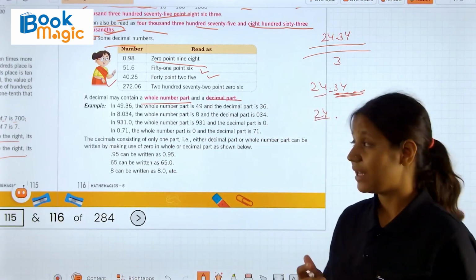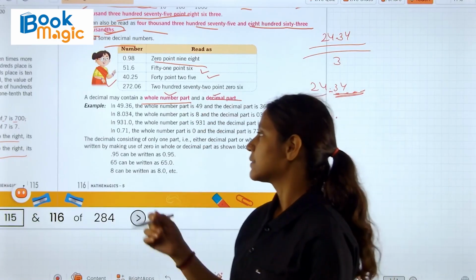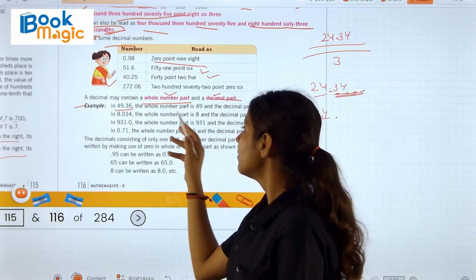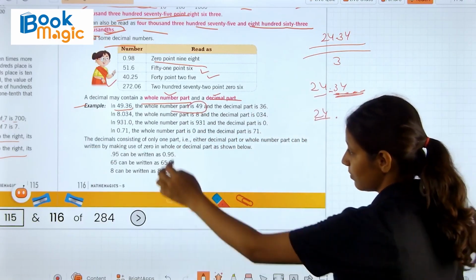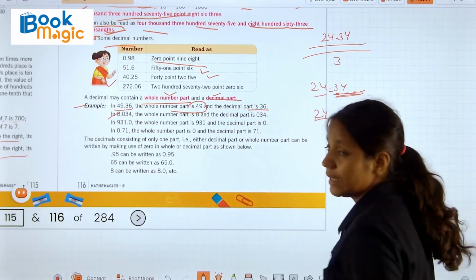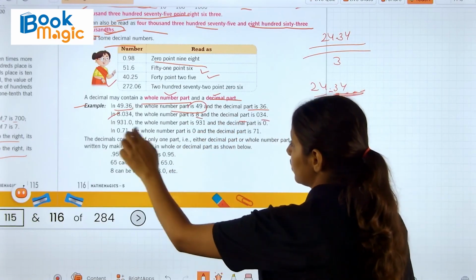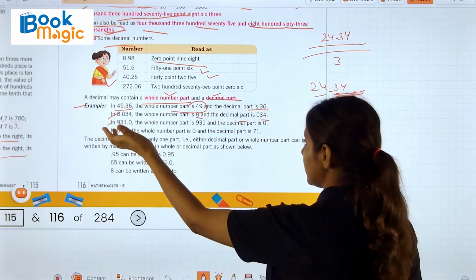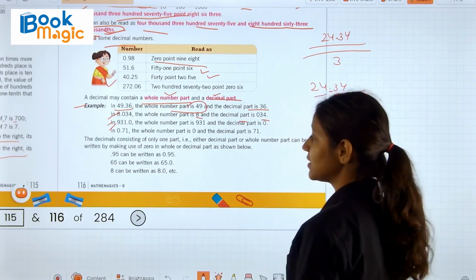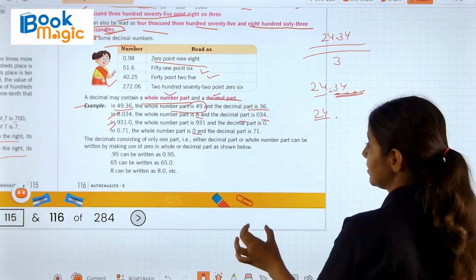एक जो decimal है वो एक whole number part या फिर decimal part दोनों को contain कर सकता है. Example 49.36 में the whole number part is 49 and the decimal part is 36. In 8.034, 8 is the whole number and the decimal part is 034. In this, we can see that 931 is the whole number and 0 is the decimal part. Similarly, 0.71, the whole number part is 0 and the decimal part is 71.